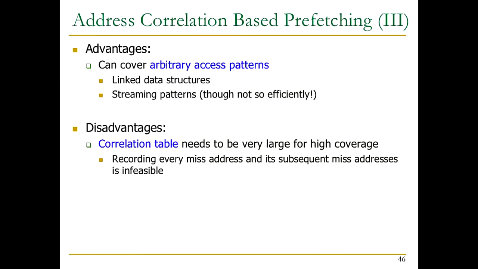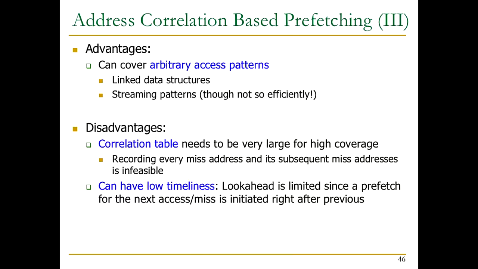So disadvantages, as we've seen: the correlation table actually needs to be very large for high coverage. Recording every miss address and subsequent miss address is usually infeasible. This works very well for small data structures, but with big data structures, you have a problem with this correlation table. It can have low timeliness. Look-ahead is limited, since a prefetch for the next access or miss is initiated right after the previous one. That's why we need to do this indexing again, or we store many, many addresses ahead.